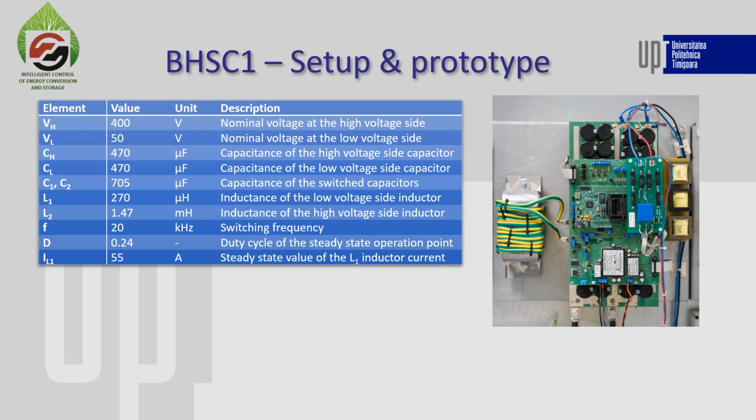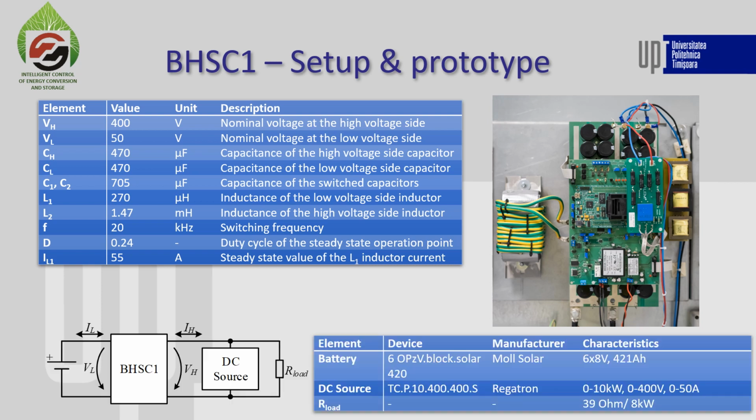So all the experiments presented before were acquired from this prototype, which is designed at a power of around 5 kilowatts with voltages of 400 volts on the high voltage side and 50 volts on the low voltage side. And we see here the switching frequency, which is 20 kilohertz, which might seem a bit low, but of course this prototype uses IGBTs and not MOSFETs, just in order to prove that the topology is not restricted by the switching devices. So this is the reason we built this prototype.